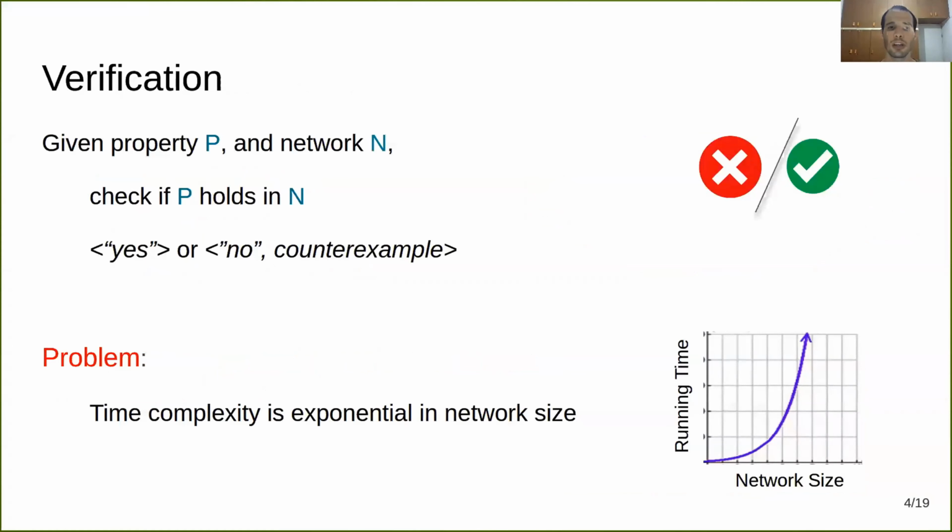In order to guarantee safety and overcome this problem, verification tools are applied. Given a property P and the network N, a verification tool checks if P holds in N or not. The return value is yes, or no with a counterexample. One of the major obstacles in verification of deep neural networks is that this is an NP-complete problem. The time complexity of a verification tool is exponential in the number of nodes in the network.